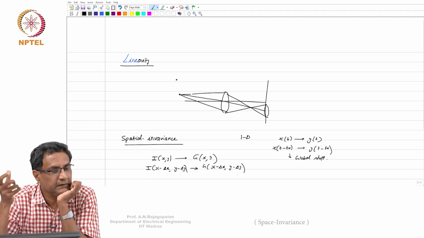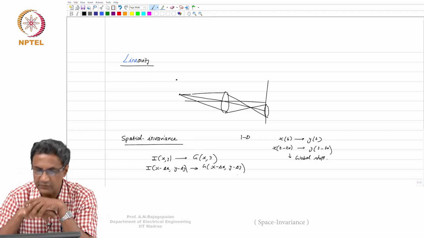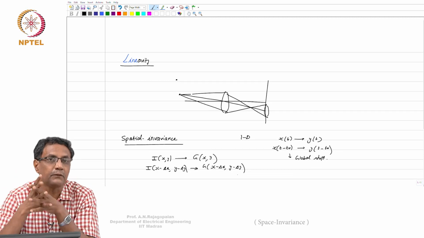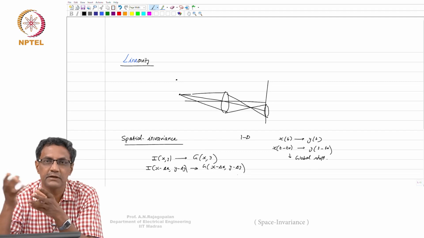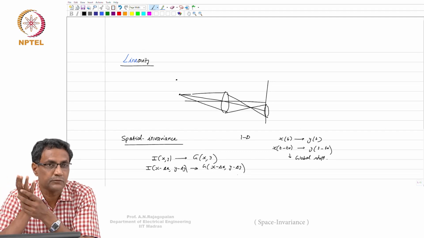Okay, now the point is, delta x, delta y, so what does it mean to translate an image now? We have to understand, because in 1D it's very easy, we just write x of t minus t naught and ask whether the output is y of t minus t naught.